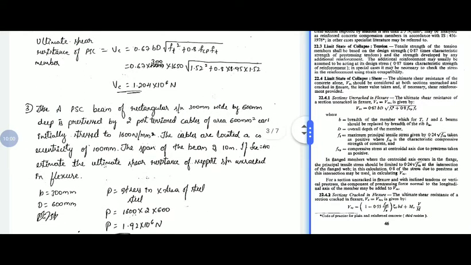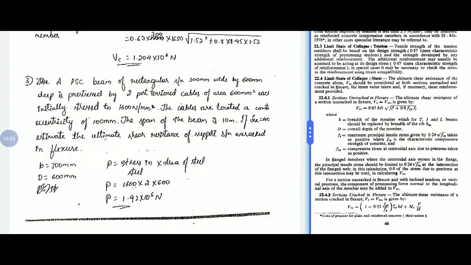Next problem. A PSC beam of rectangular section 300 mm wide by 600 mm deep is pre-stressed by two post-tensioned cables of area 600 mm square each, initially stressed to 1600 Newton per mm square. The cables are located at a constant eccentricity of 100 mm. The span of the beam is 10 meter. If fck equals 40 Newton per mm square, estimate the ultimate shear resistance of the support section uncracked in flexure.